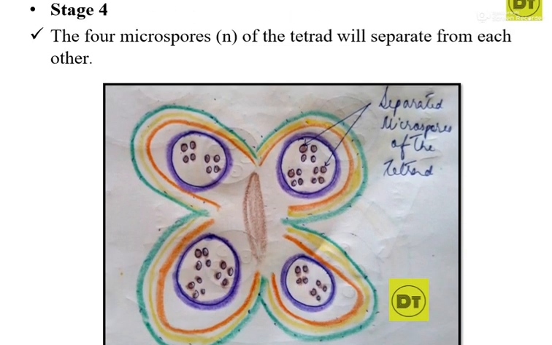Now what will happen? The 4 microspores were together in the tetrad. Now they will start separating from each other. So let us consider these are the 4 microspores in one tetrad. They have separated from each other. Likewise, all the tetrads will separate from each other in all the pollen sacs.